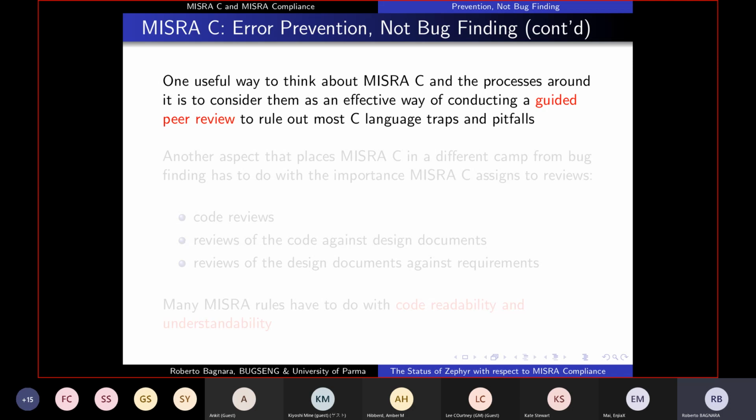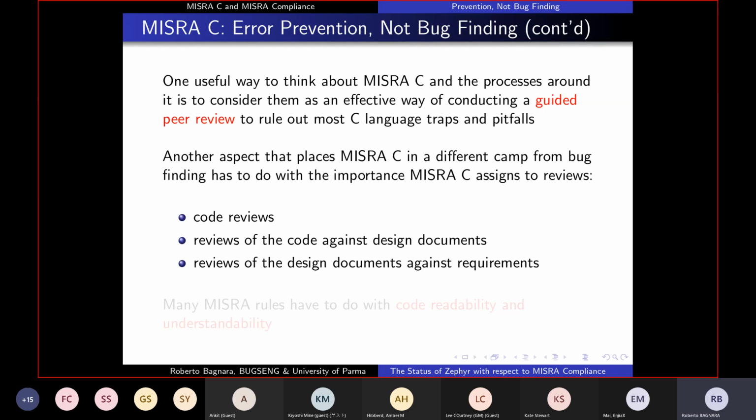One of the most useful ways of thinking about MISRA C is to consider this compliance as a way of conducting a guided peer review. In an ordinary peer review, you would sit with your colleagues pointing fingers at the screen, and everyone would raise concerns about things they see in the code. Whereas with MISRA C and a good tool, the tool is guiding you, telling you, hey, here you have an implicit conversion that is not guaranteed to be safe. Are you aware of this or not? For example.